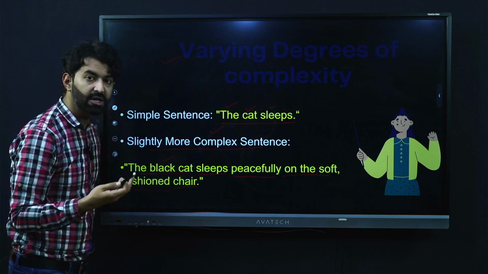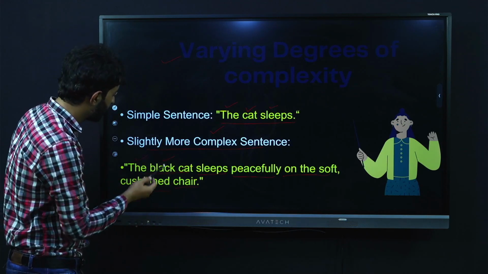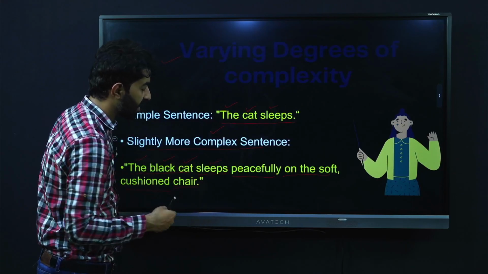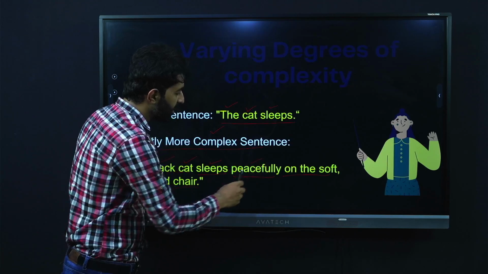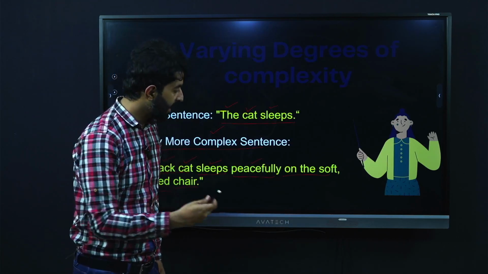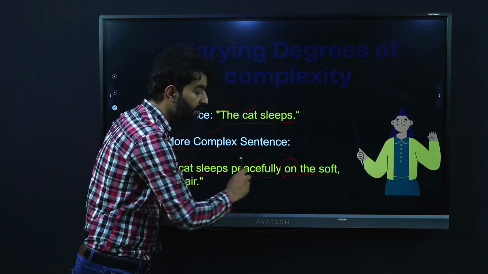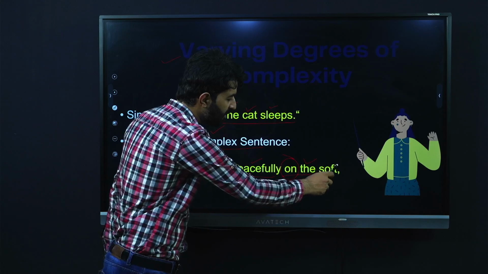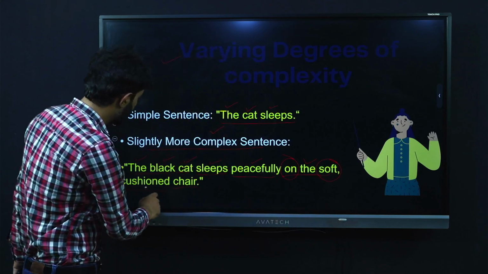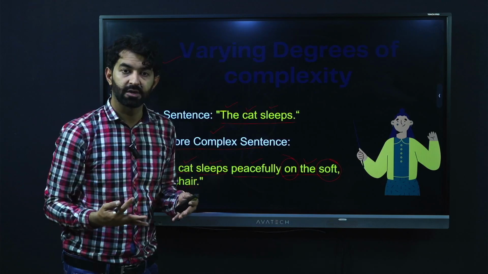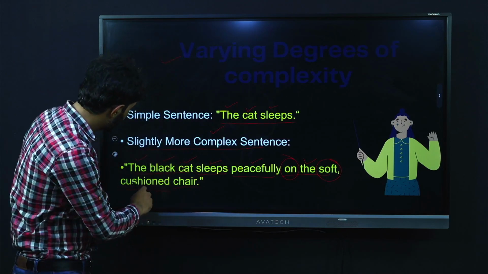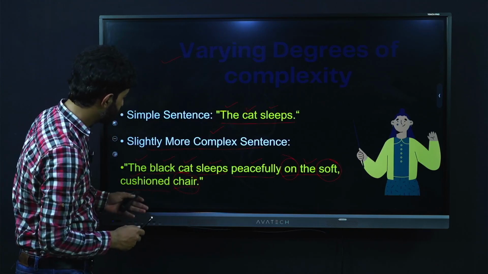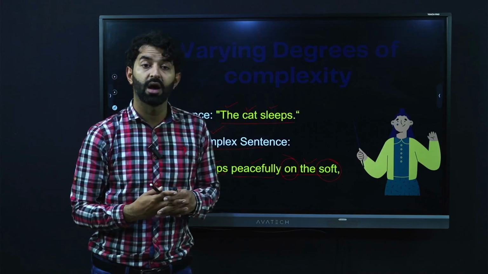Black is our adjective, the is our article, cat is our noun, sleep is a verb, peacefully is our adverb, and on is our preposition. Article, then again, soft is our adjective. Cushioned chair, this is our noun, and soft, cushioned, they are our adjectives.